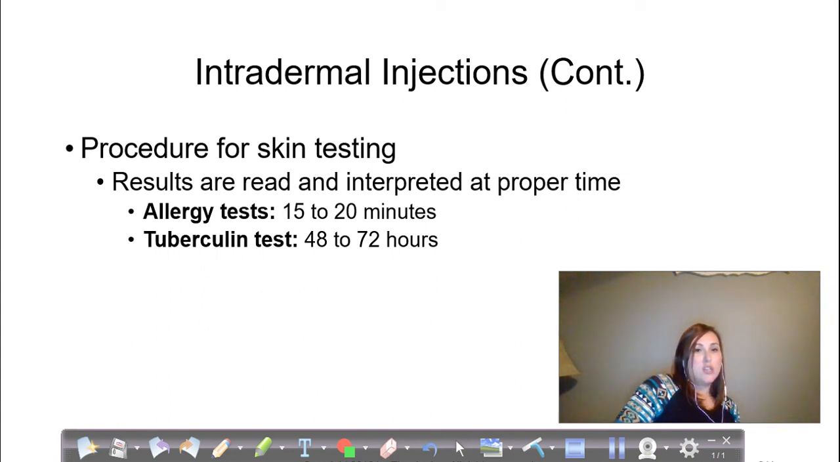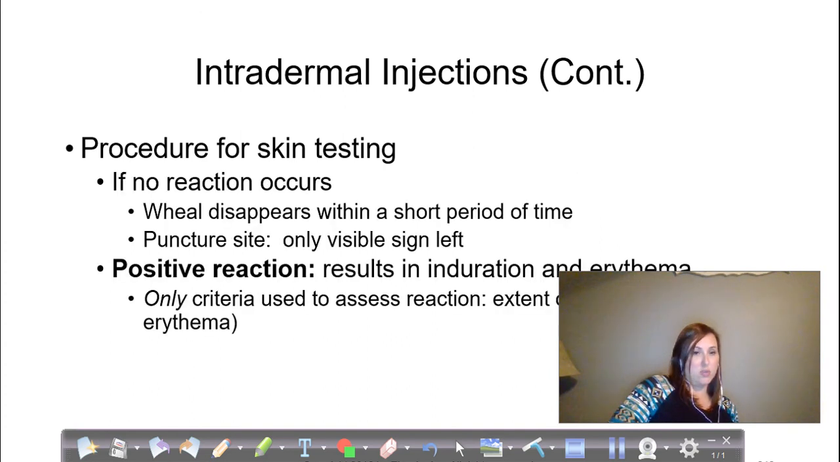You also want to make sure that when you give an intradermal injection, you never wipe or cover that area because it can pull away medication or cause medication to run. So you never want to wipe that because it can cause inaccurate results.